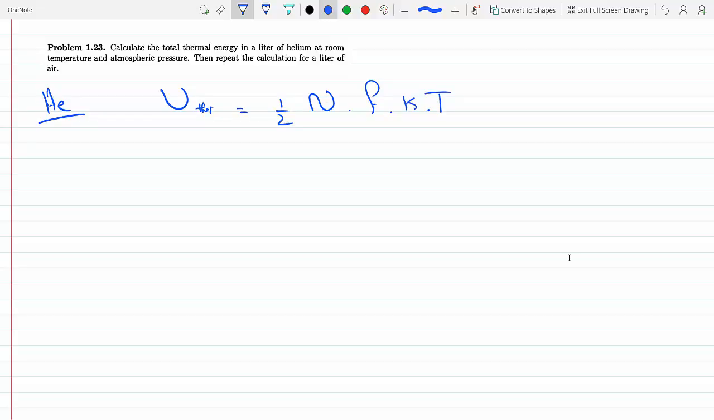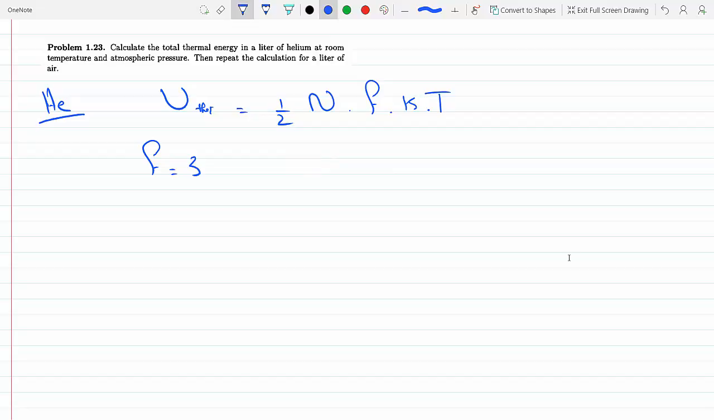temperature. Okay, now for helium, this is a monoatomic gas. There's 3 degrees of freedom. That is, the velocity is translational, and it has 3 quadratic components, Vx, Vy, and Vz. So that means F equals 3. Now k, we already know. The temperature is room temperature, that's 300. We need to figure out the number of molecules.